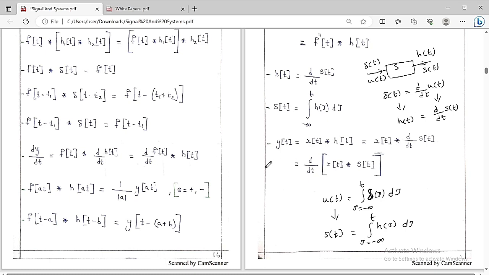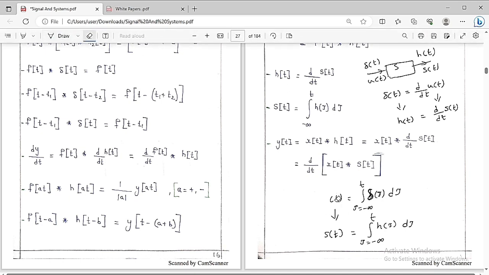Then the next thing is a very, very important concept. Let me grab this basic thing so that I can explain it. Here they have given y of t is equal to x of t convolution h of t. So x of t is the input and h of t is the unit impulse response. And h of t is nothing but, you can see by this relation, d by dt of s of t. So the unit impulse response is the derivative of the step response. So in place of h of t, I have substituted d by dt of s of t.